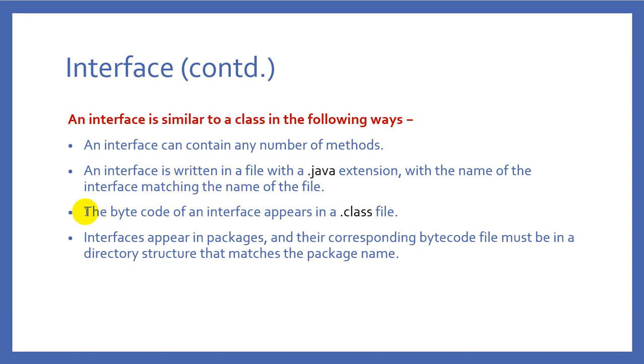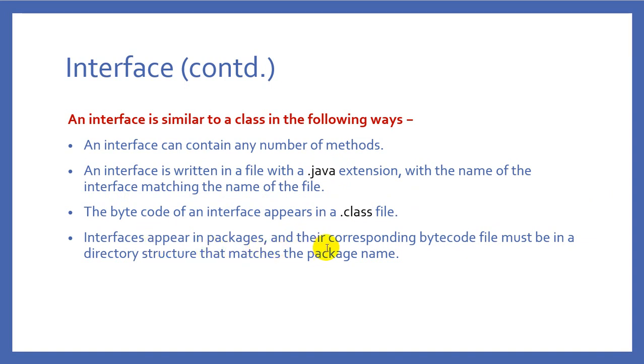That is important. Okay, the bytecode of an interface appears in a .class file, same as with a class. As you might have seen, you write your code in a class with the .java extension, and whenever you compile it, it generates a .class file, which is the bytecode. Same is the case with interfaces. You define an interface in a .java file, and whenever you compile it, it will generate a .class file, and it will be the bytecode.